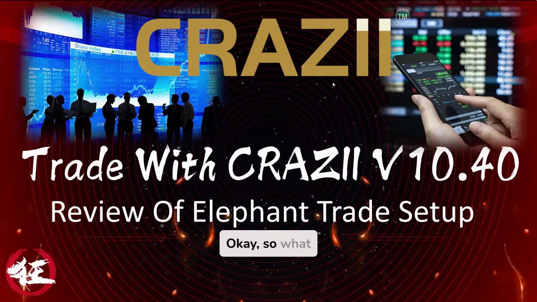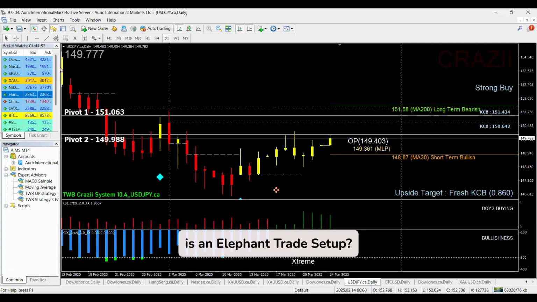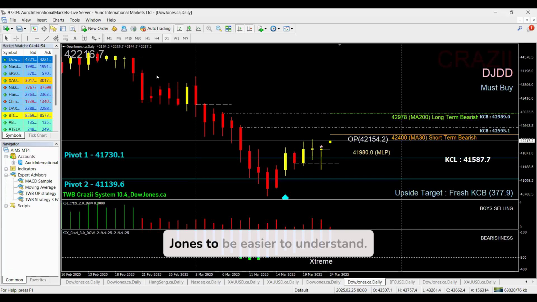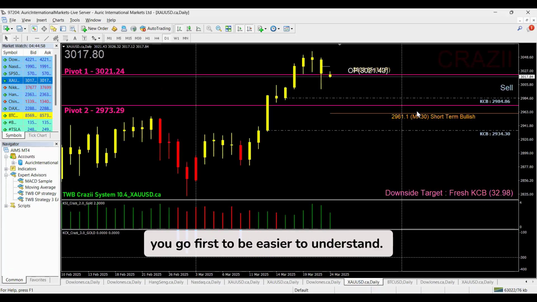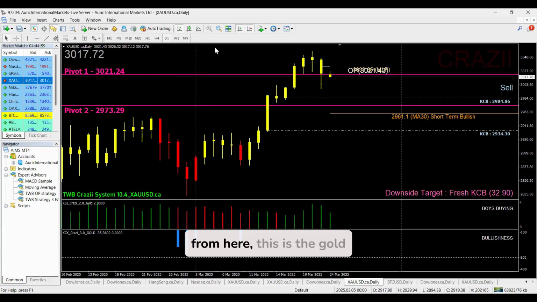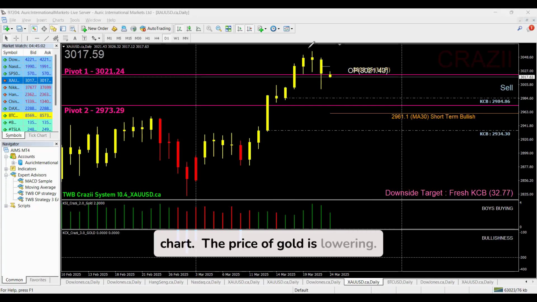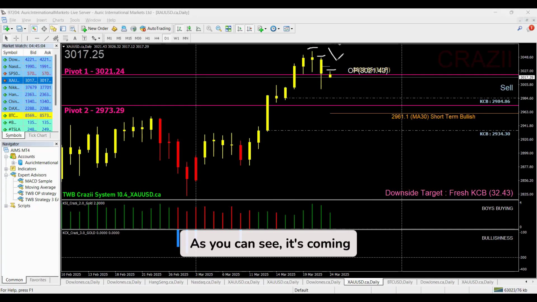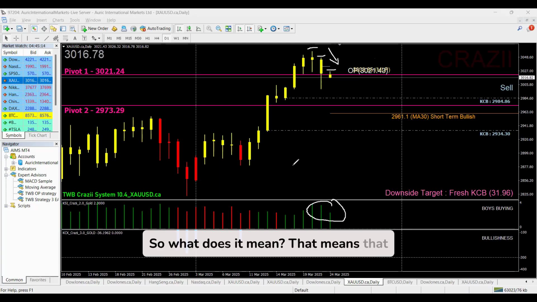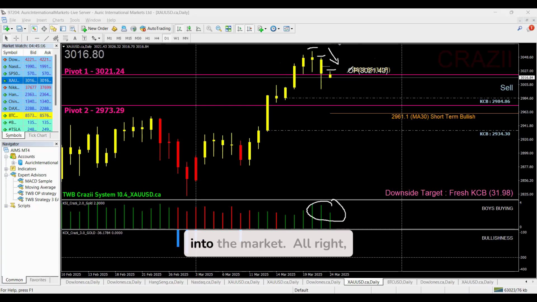Okay. So what is an elephant trade setup? Let me show you on the Dow Jones, it'll be easier to understand. You can see from here, this is the gold chart. The price of gold is lowering, it's coming down. With the price coming down, most indicators in the market will show you downside pressure or downside momentum. But you can see the KSI is green in color. So what does it mean? That means there are buyers buying into the market.